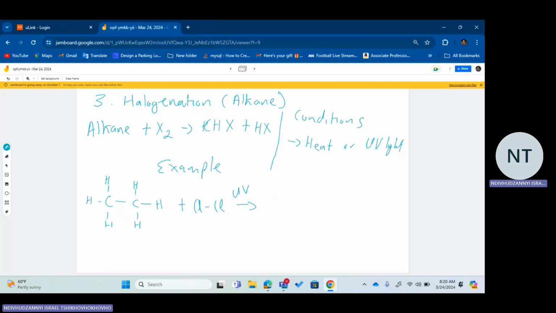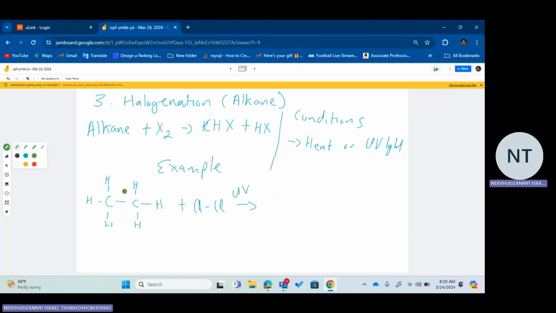Okay. The third one that we're going to do is halogenation of alkane. We take alkane, add H2 to form a haloalkane. Then the conditions for this one is going to be heat or UV light. Let's take this example.